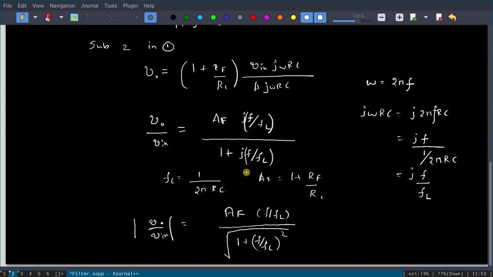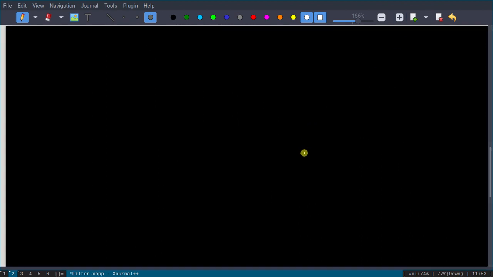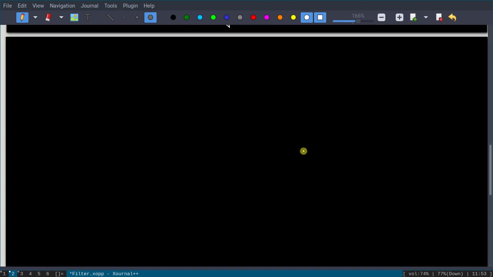AF as it is, j of f by fL magnitude is f by fL. In the denominator, real part and imaginary part both you have. So what you have to do is take the square of real part plus square of imaginary part under the square root. So that is the gain. I think you have studied in maths also how to find the magnitude of a complex number. Now we will solve one problem.